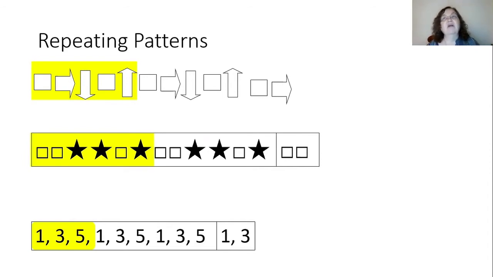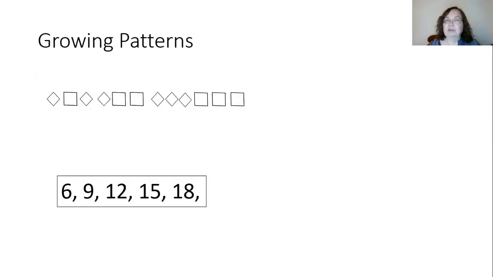Okay, so those are repeating patterns. They go over and over and over again. Let's look at growing patterns. Well, let's look at this first one. It has 1 rhombus, 1 square, 2 rhombus, 2 squares, 3 rhombus, 3 squares. Can you see the pattern? Yes. What is happening to it? Each time it's getting a little bit bigger.